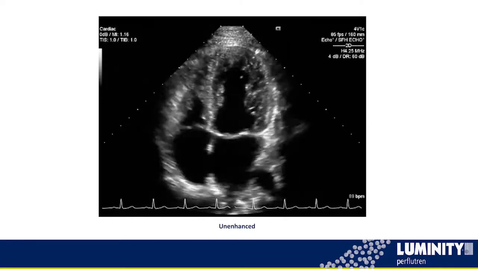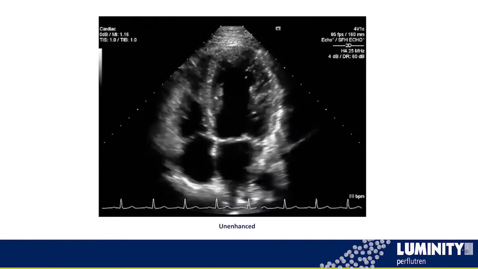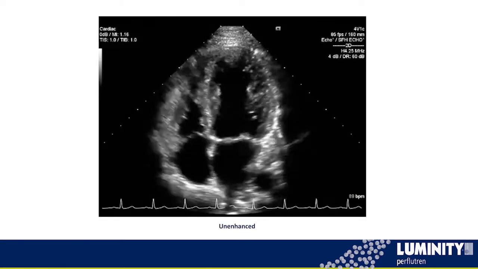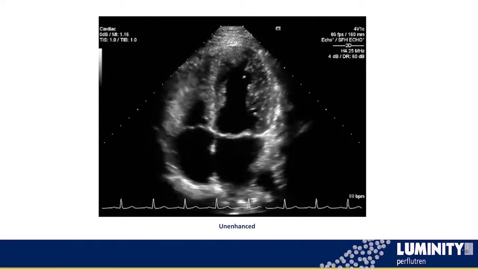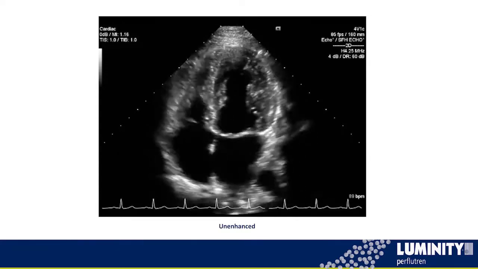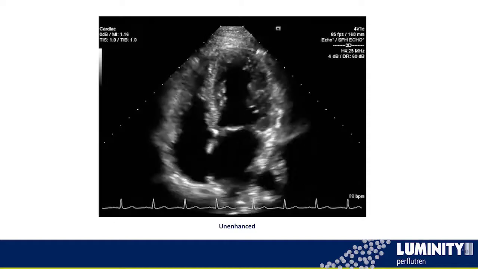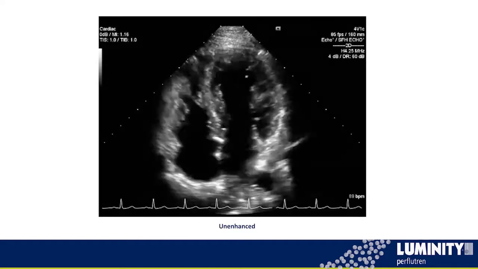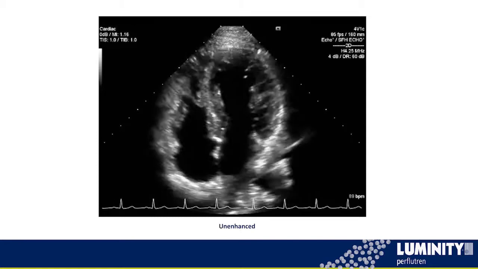But if I were to ask myself why we're doing Luminity on this patient before I'm about to inject, I want to know if this is non-compaction, right? Her function is probably fine. It looks okay. I can't really see the apex, so I definitely want to opacify the apex, as most of our LV structural abnormalities are associated with the apex.